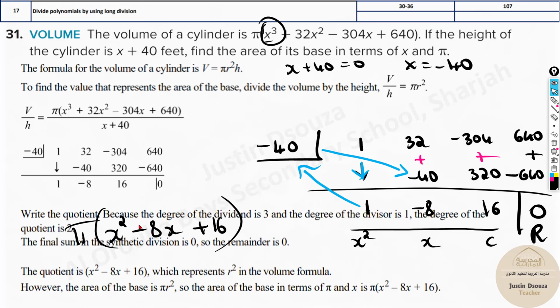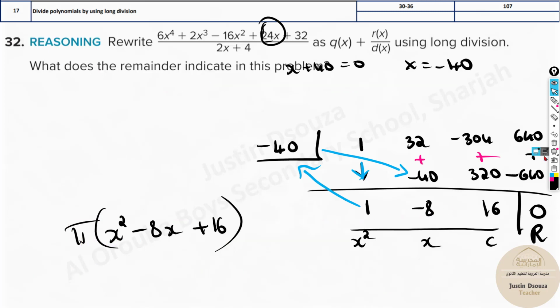Pi into x square minus 8x plus 16. They asked for it in terms of x and pi, and it's in terms of x and pi outside. This is the answer. That is the synthetic division. That is what we will do in question number 18. But since over here they have mentioned it, do it, because long division just takes a long time. This is the synthetic division.